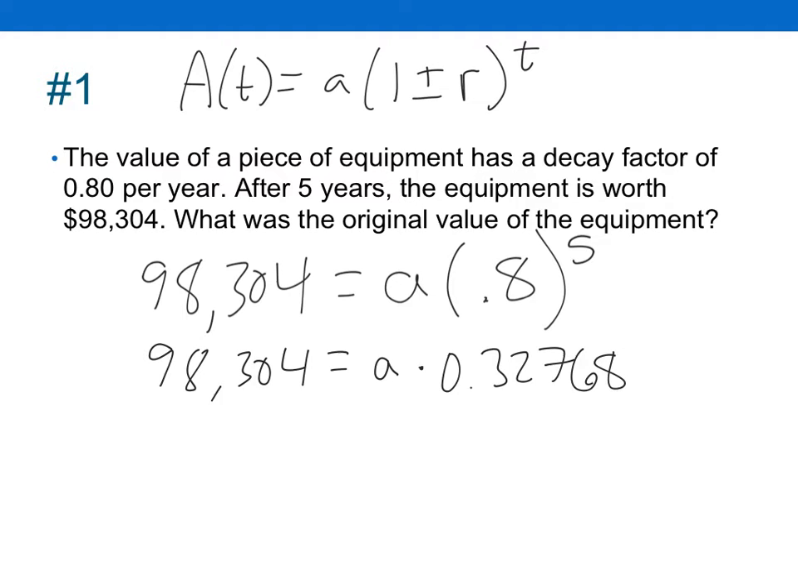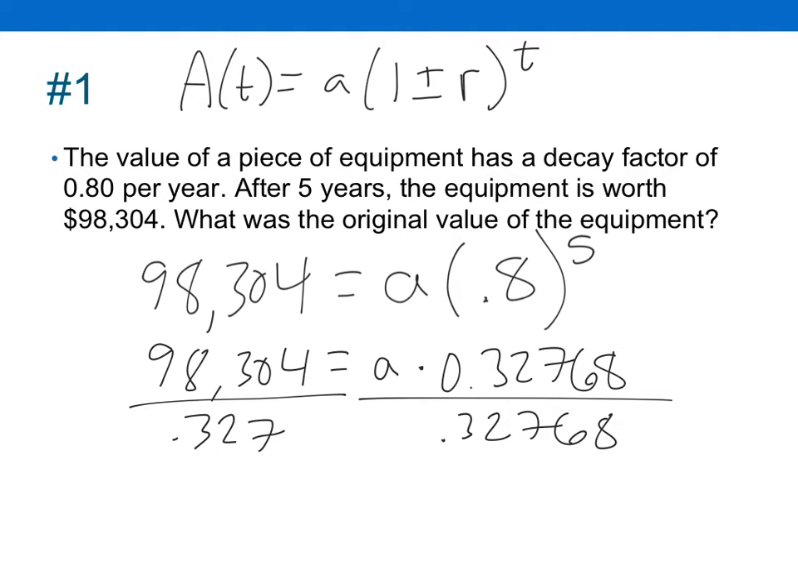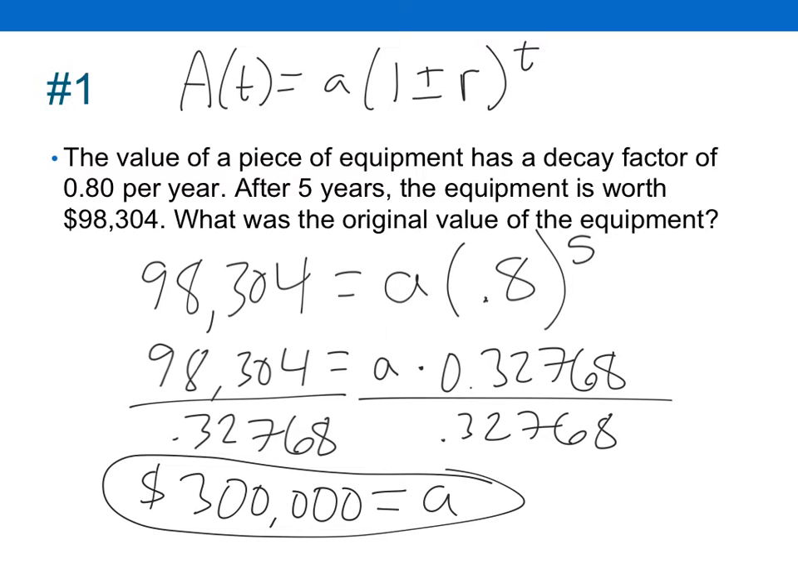Well, how will I get that out or away from the A? Well, I can divide by it. And of course, I'm going to do that on both sides. And when I plug all that in my calc, I end up getting 300,000 over here equals A. So there's my original amount, and that would be dollars. So that was the original amount of the equipment. Pretty cool. So not as scary as it may have seemed at first when you write it down and put it into that nifty formula we've got.